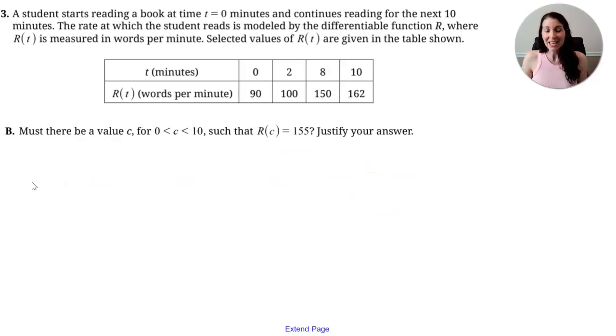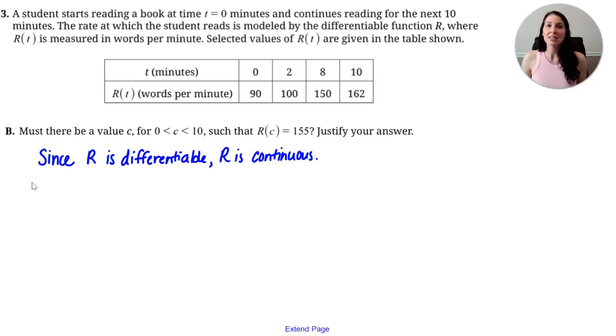In part B, we are asked, must there be a value of c between 0 and 10 such that r of c is equal to 155, and we have to justify our answer. So I notice in this problem we are given r of t and we are asked about an r of c value. So I know right away that this is a problem that asks us to use the intermediate value theorem. In order to use that theorem, we do need to state that the condition is met, which is that the function r of t needs to be continuous.